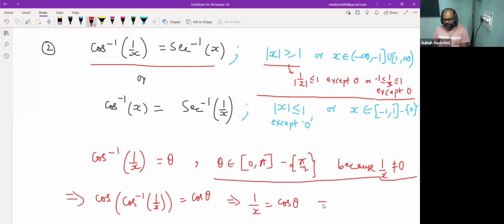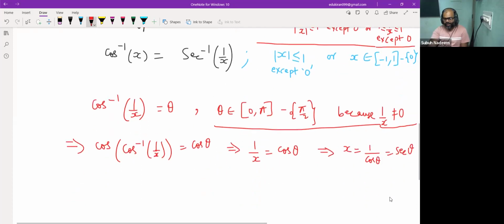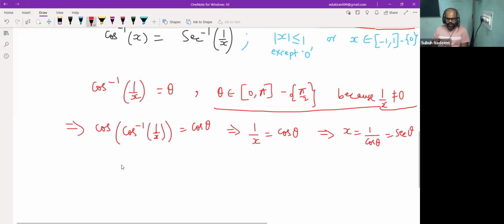Now we take the reciprocal. So this will be x, and this will be 1 by cos theta. And 1 by cos theta is written as sec theta. So when we write it as x is equal to sec theta, I will give you the time to write the portion which is above. So x is equal to sec theta.